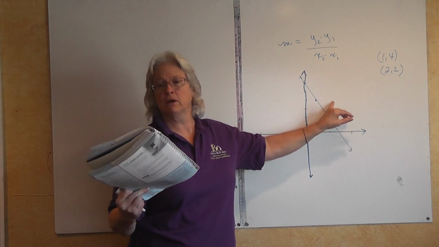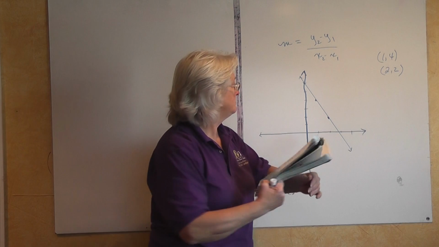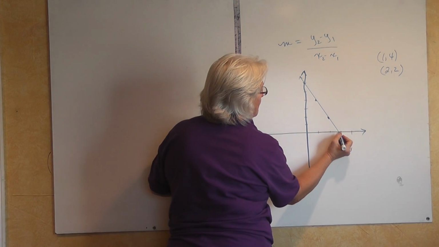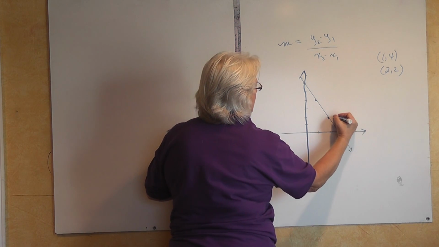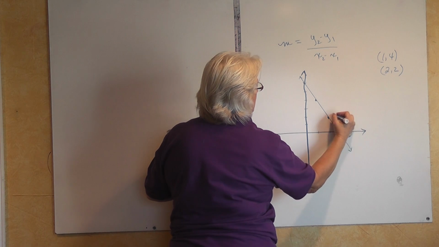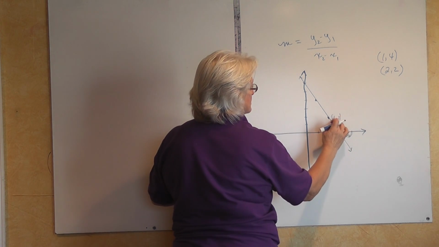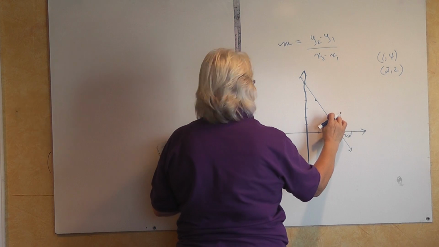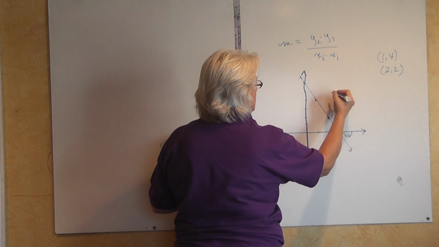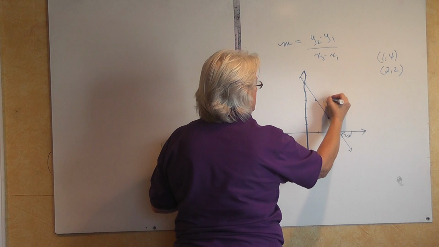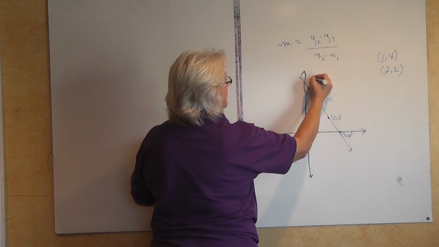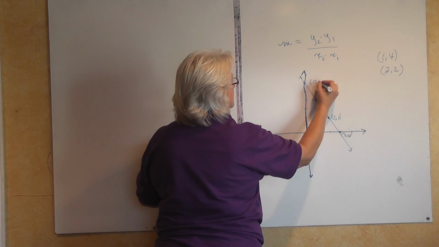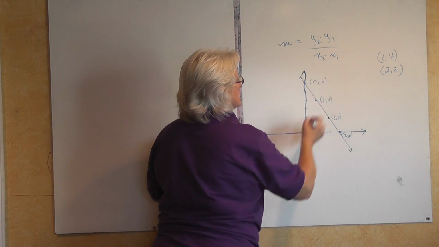We go ahead and label a couple of points here for you. X is 3 and y is 0. X is 1 and y is 2. I'm sorry, x is 2 and y is 2. X is 1 and y is 4, x is 0, and y is 6.